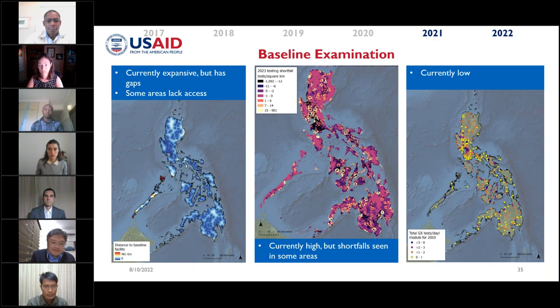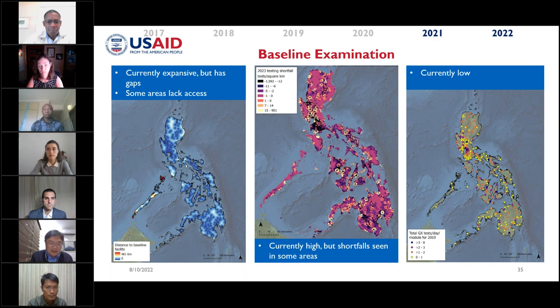So this slide shows the findings from the baseline examination of accessibility, capacity, and utilization of the TB laboratory network. Now, in terms of accessibility, geographic placement of facilities is strong. The map shows mostly blue, which means less distance in kilometers, but there are still gaps in between. 81% of the population is within 20 kilometers of an existing WRD lab. And if referral facilities were included, 93% of the population will be well within 20 kilometers.